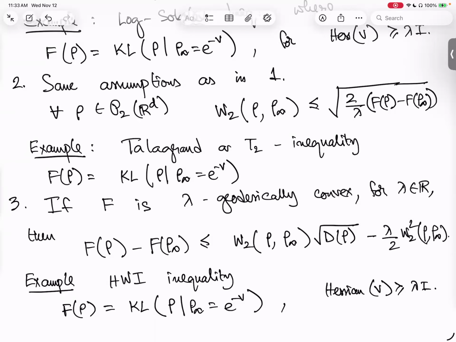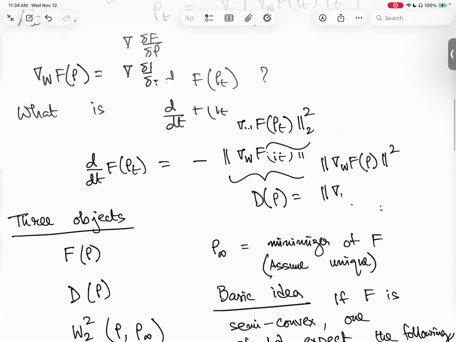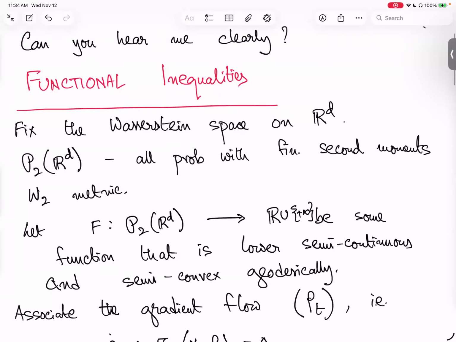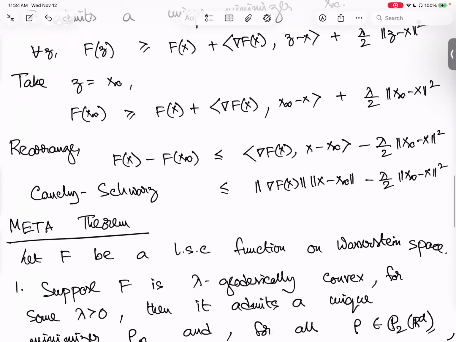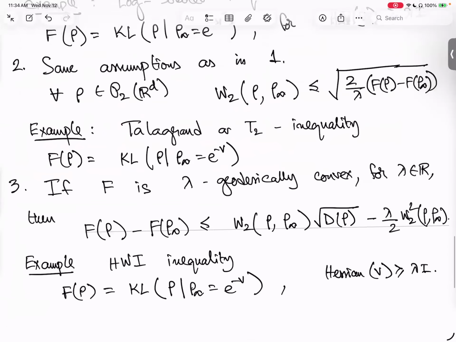So X is in RD. Sorry, KL is a number, right? It's a positive number. But what is the support of the densities? They're all in RD. Yeah, everything is in RD. These all have generalizations to other manifolds, but I'm only going to consider RD. All my densities are elements in the Wasserstein 2 space on RD.